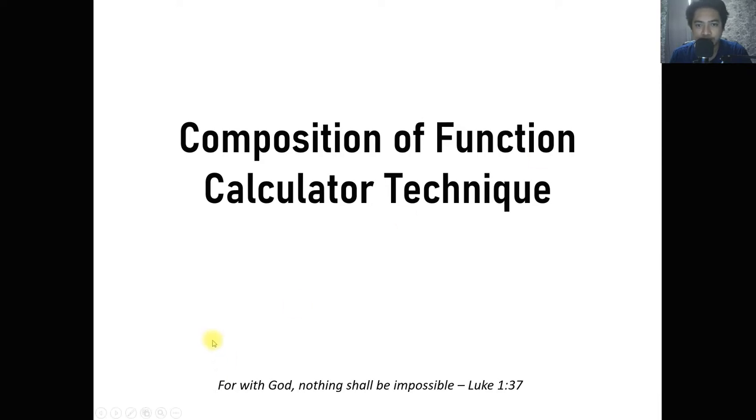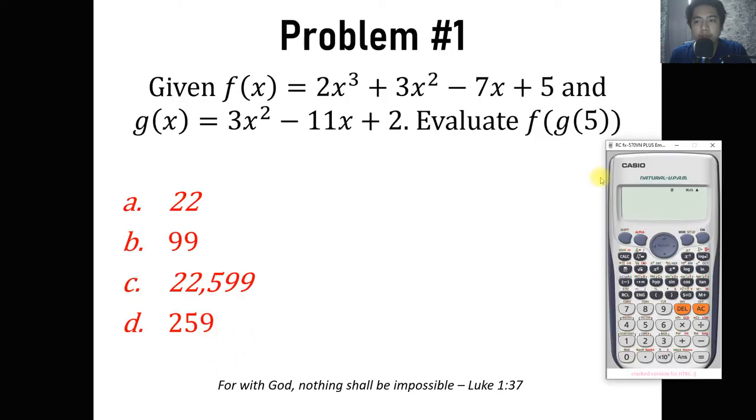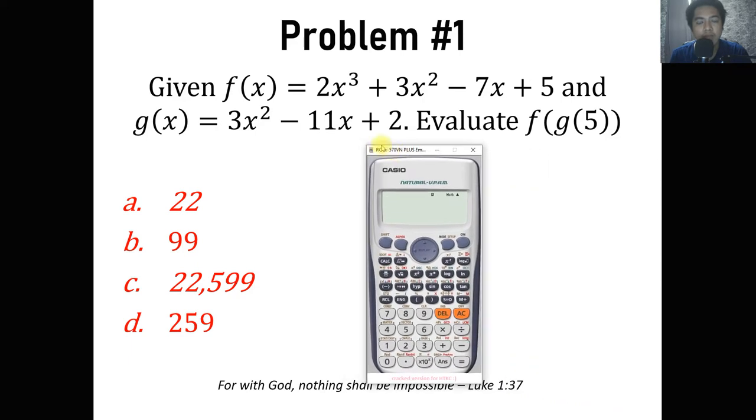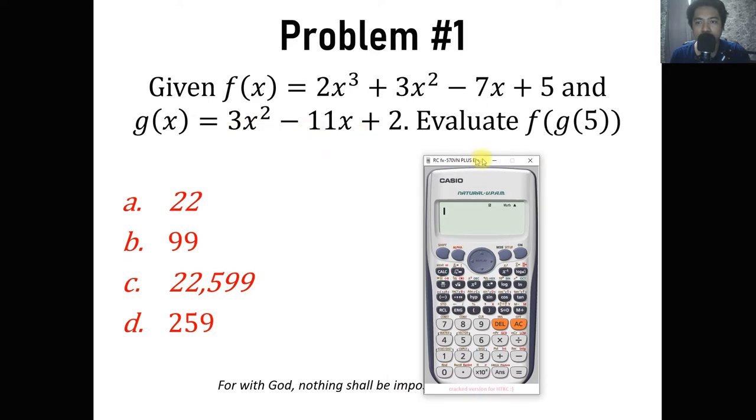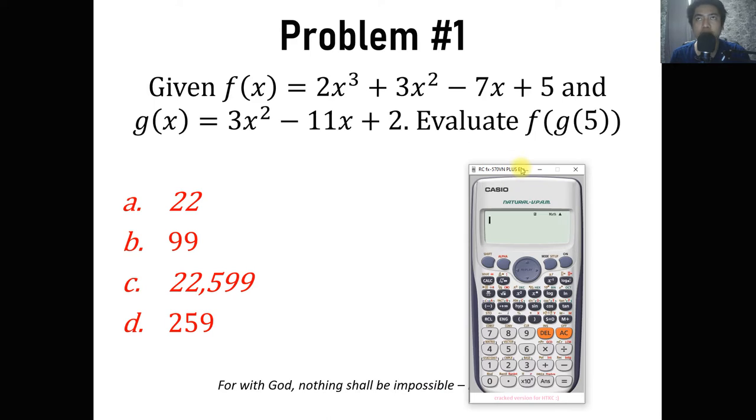Let's get started. For problem number 1, we are given that f of x is 2x cubed plus 3x squared minus 7x plus 5, and we have a g of x that is equal to 3x squared minus 11x plus 2. Evaluate f of g of 5. If we may recall, this is a composition of functions.